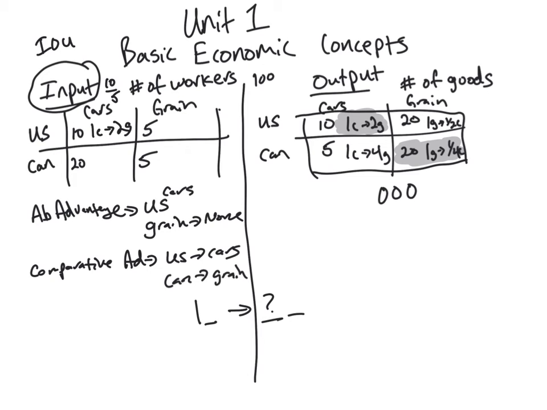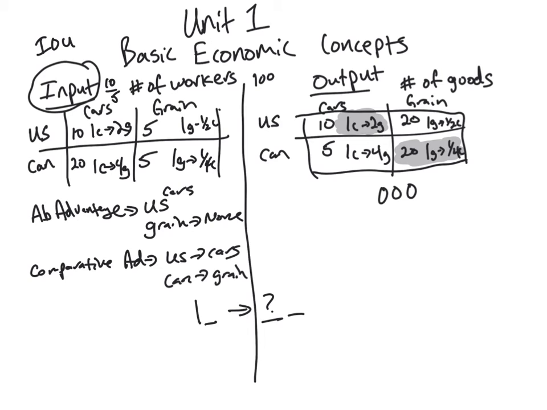All right, and then we do the inverse over here, which is 1 grain is the equivalent of 1/2 of a car, which obviously you're seeing the same numbers as we have on the right-hand side. And then down here, 1 car, right? It took 20 workers to make that 1 car. How much grain could those 20 workers have made? They could have made 4 grain, or 1 grain is the equivalent of 1/4 of a car.